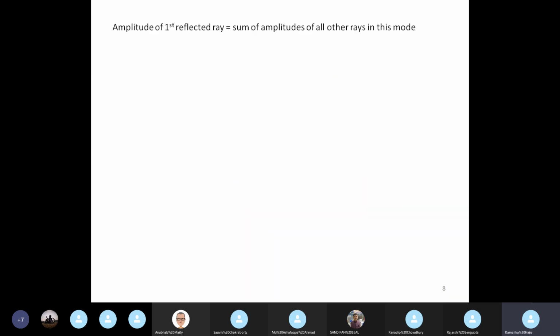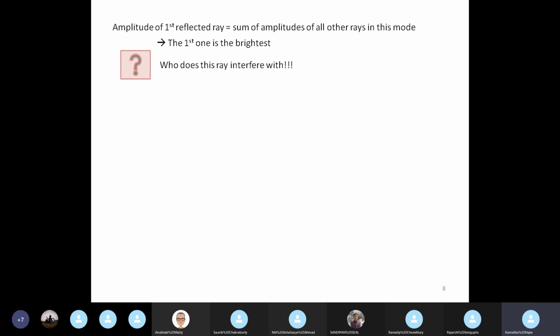So what does this let me do? The amplitude of the first reflected ray is equal to the sum of amplitudes of all the other rays in this mode, which means, of course, the first one is the brightest. Now I could tell this by intuition too, by that chocolate example, but I have shown mathematically also now that the first one is the brightest.